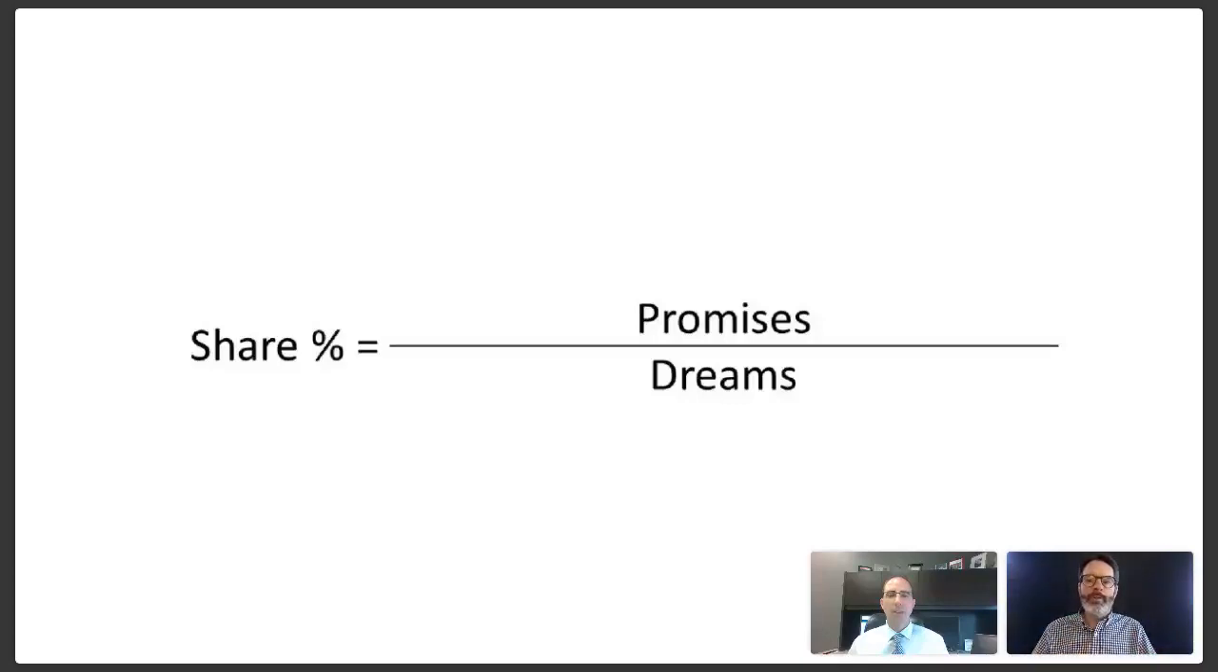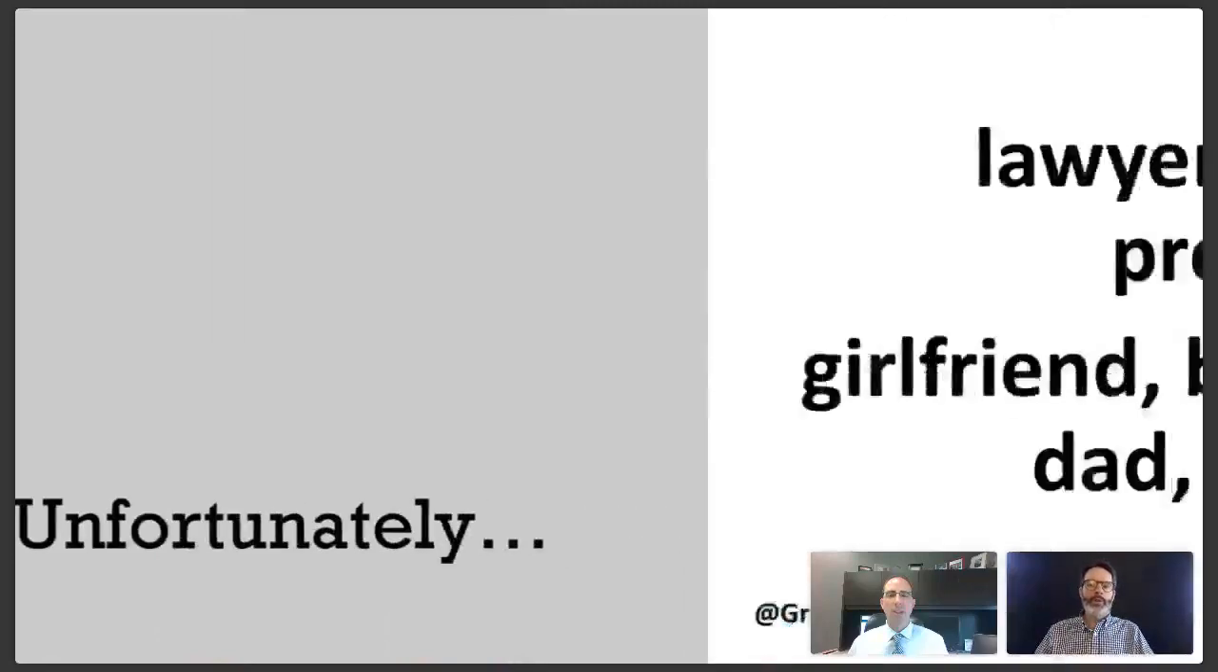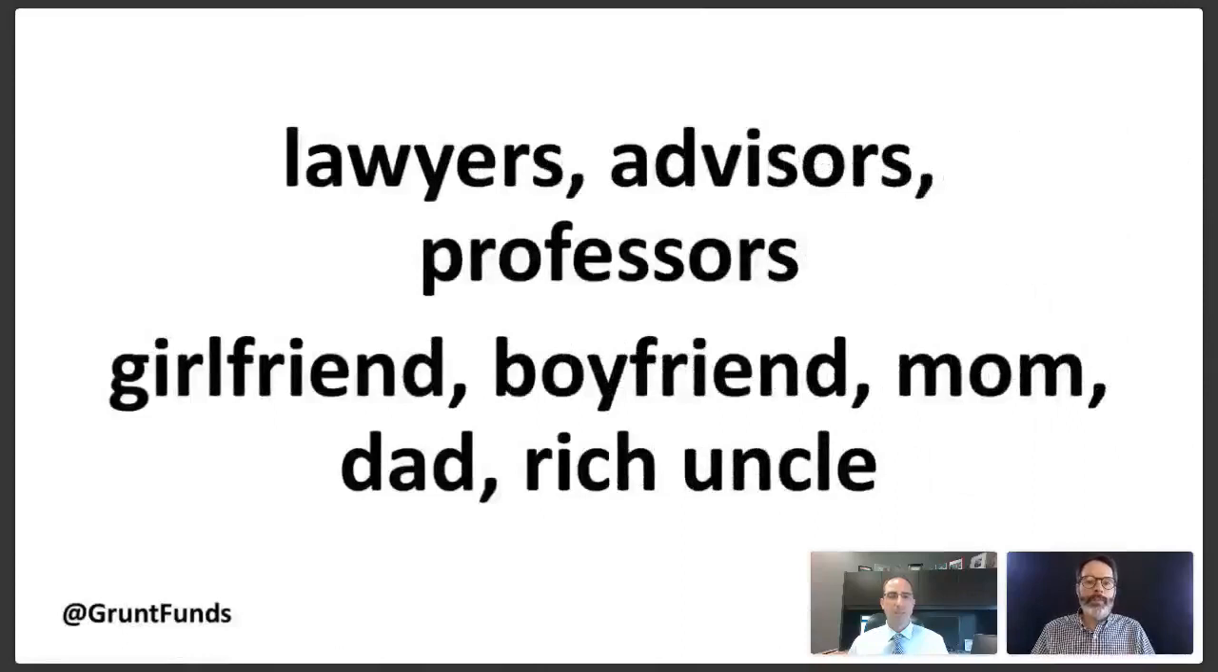But unfortunately, we can't predict the future. And because we can't predict the future, we have to find a better way to do this. And the first place we go to are lawyers and advisors and professors and girlfriends and boyfriends and our rich, wealthy relatives and people who are well-experienced, well-meaning, well-intentioned, and they don't know how to do it either.